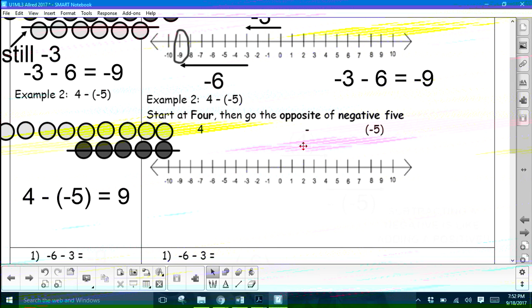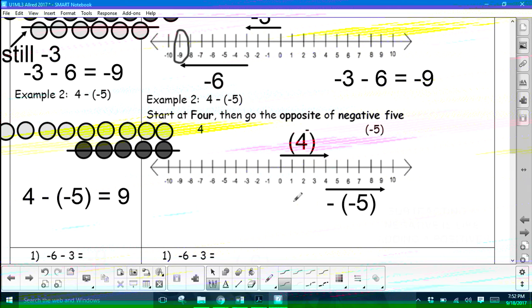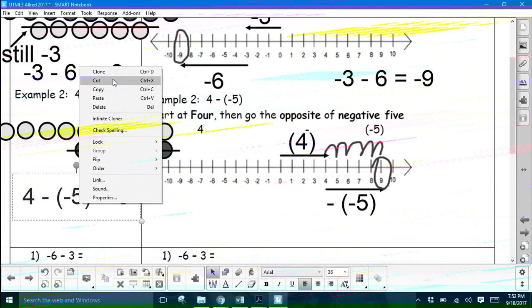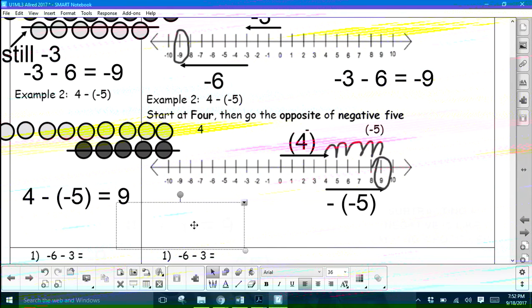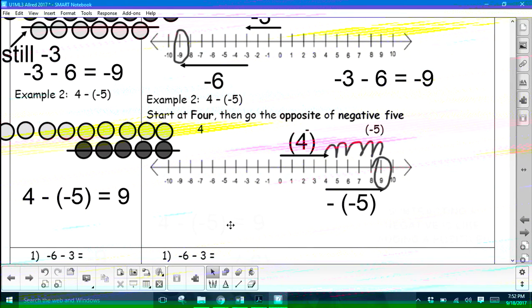If I start at +4, go to the right 4 times to +4, then I'm going to go the opposite of -5. So before, when I went the opposite of 5, I went to the left. This time I'm going to go the opposite of -5, so I'm going to go to the right 5 times. If I go to the right 5 times from +4, 1, 2, 3, 4, 5, I end up right here at +9. So again, 4 minus -5 should be +9.